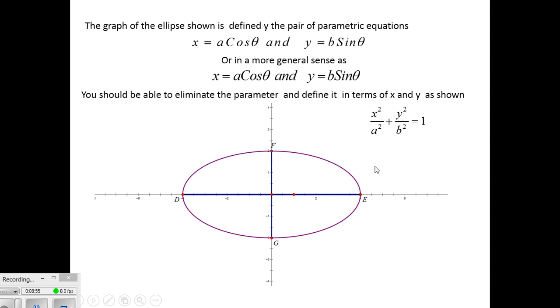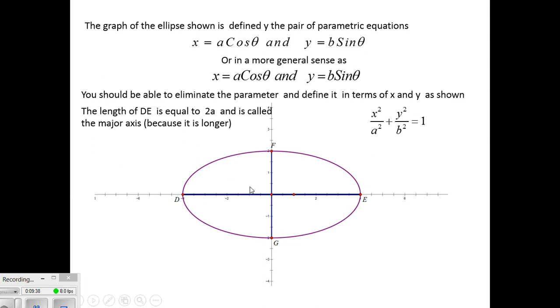Graphically, what does that illustrate? Okay, well, again, if I want to find the x-intercepts, y is going to be equal to 0. That's going to make this whole thing 0. So the x-intercepts are going to be a and negative a, and the span DE is called the major axis. That major axis, then, as you should well imagine, is 2a, right? Okay. Likewise, the span from F to G is the span between the two y-intercepts, which is 2b, and that's going to be the minor axis.